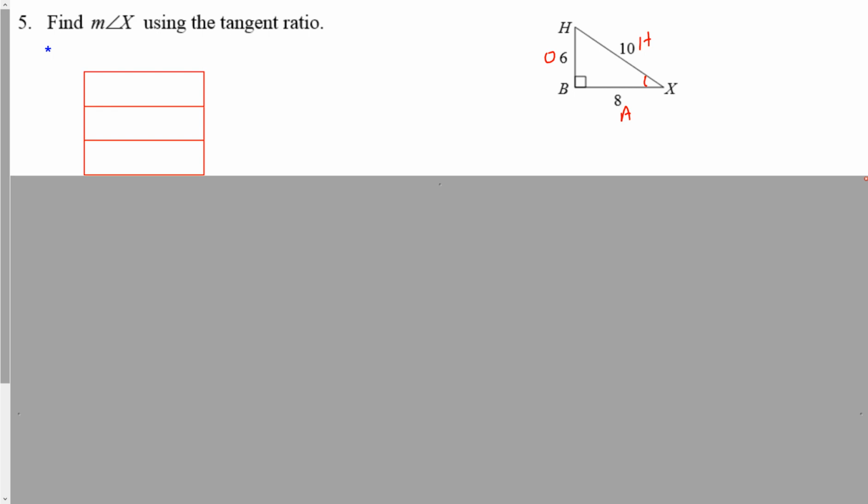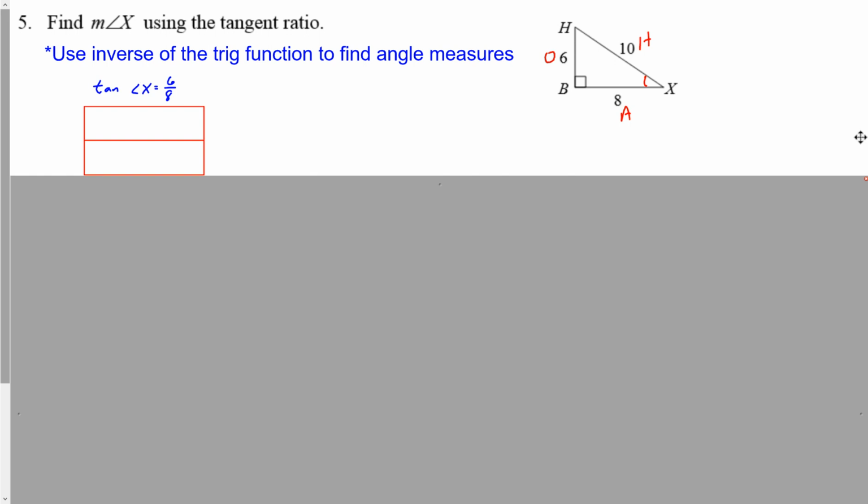Now if I'm supposed to write or find the measure of an angle, we have to use the inverse of the trig function. So we'd still set everything up the normal way at first. We'll do our trig function, in which case is tangent. But now we don't know the measure of the angle, so we put the name of the angle after the trig function. So tangent of angle x is equal to 6 over 8. That's opposite over adjacent from our picture.